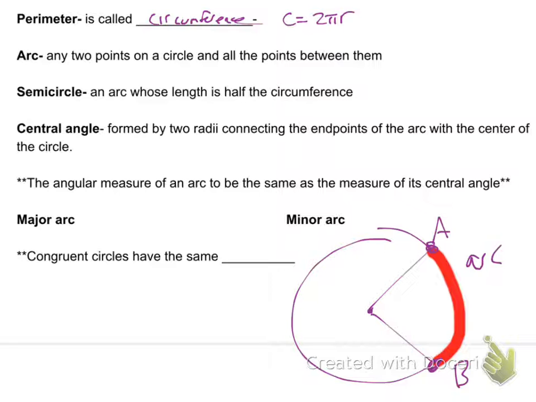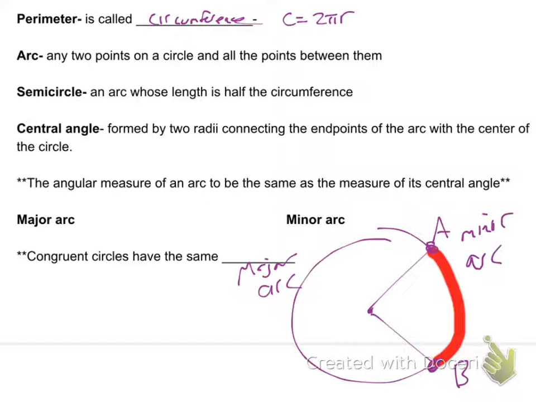Guys, this side over here is also an arc. Yes. From A to B. So here's our problem. There are two arcs. One of them happens to be the major arc, and the other one happens to be the minor arc. The major arc, guys, is the bigger one. Major arc. And the smaller one ends up being the minor arc.